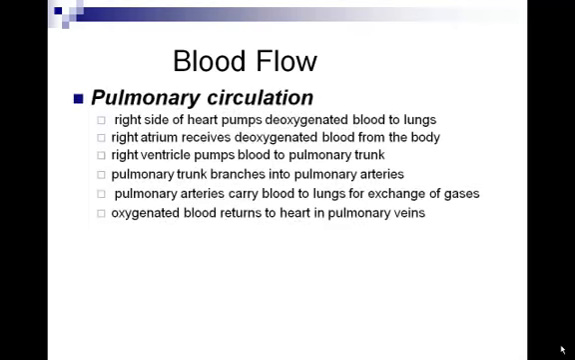Taking a little bit closer look at this, pulmonary circulation is primarily the right side of the heart. The right side of the heart pumps deoxygenated blood to the lungs. The right atrium receives that deoxygenated blood from the body, pumps it through the pulmonary trunk system, the pulmonary arteries, into the lungs for an exchange of gases, carbon dioxide out, oxygen in. The oxygenated blood returns to the heart through the pulmonary veins.